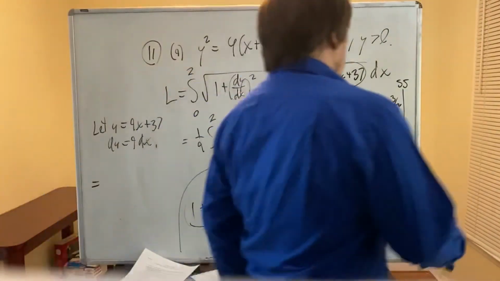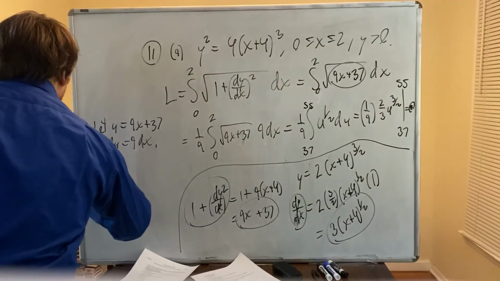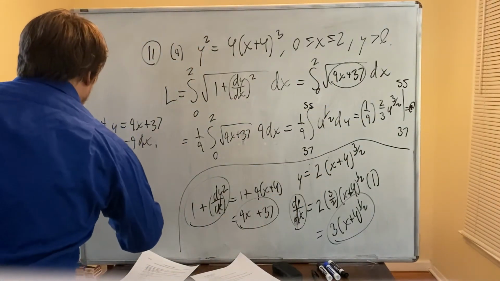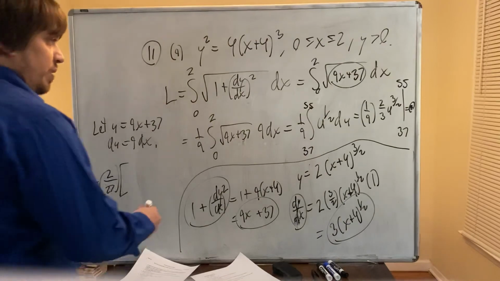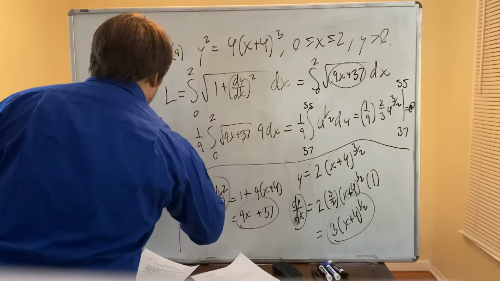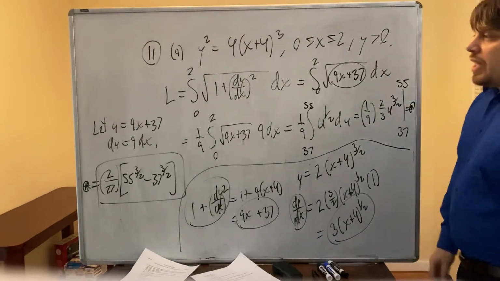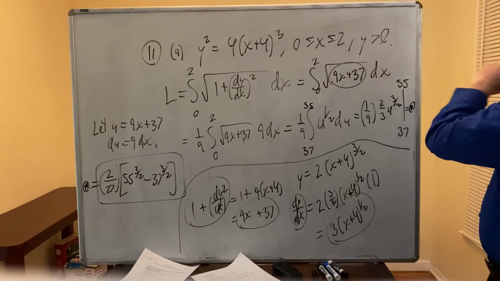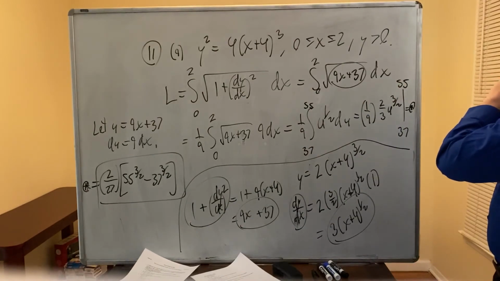Okay, so this is going to be equal to star. Star over here, and that's equal to 1/9 times 2/3, which is 2/27, times u to the 3/2 evaluated from 37 to 55. So that's 55 to the 3/2 minus 37 to the 3/2. Okay, and so that is the answer. That is the length of that curve from x equals 0 to x equals 2, y positive: 2/27 times 55 to the 3/2 minus 37 to the 3/2. That's 11a.